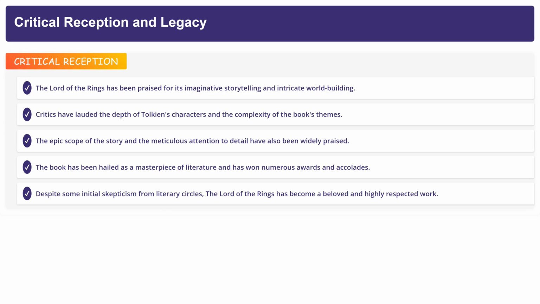The critical reception of The Lord of the Rings has been overwhelmingly positive. Critics have praised the book for its imaginative storytelling, intricate world-building, and depth of characters. The epic scope of the story and attention to detail have also been widely admired. Despite some initial skepticism, the book has become a beloved and highly respected work in the realm of literature.